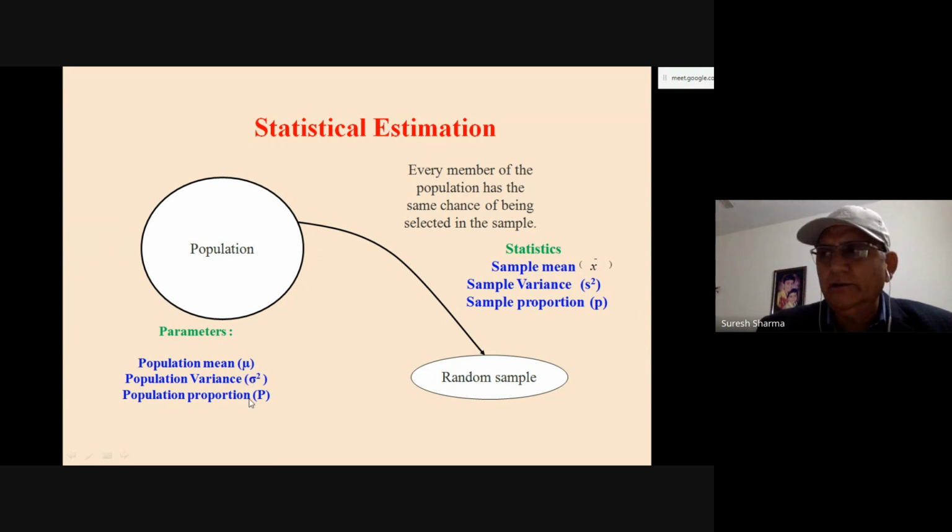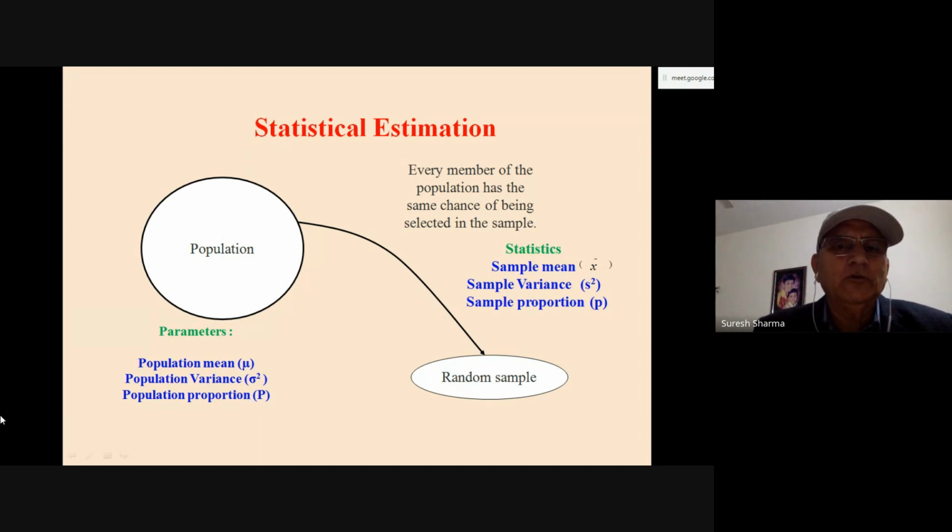Population proportion. Population proportion means in the entire population, let's say I'm looking at the proportion of males or proportion of females, or proportion of people who are suffering from some disease, or proportion of people who have a rural background, something like that.